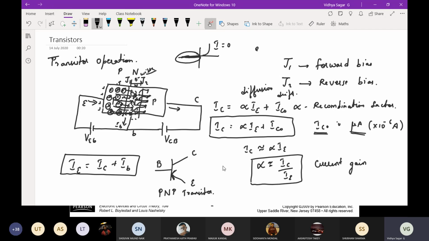Similarly, for PNP, how should it be? So the arrow mark will be going outside. Why? Because this will be electrons, right? So you have written PNP, not NPN. Yeah, PNP only, right? Direction is inside. So this one direction is outside. Fine. Any doubts? No doubt, sir.